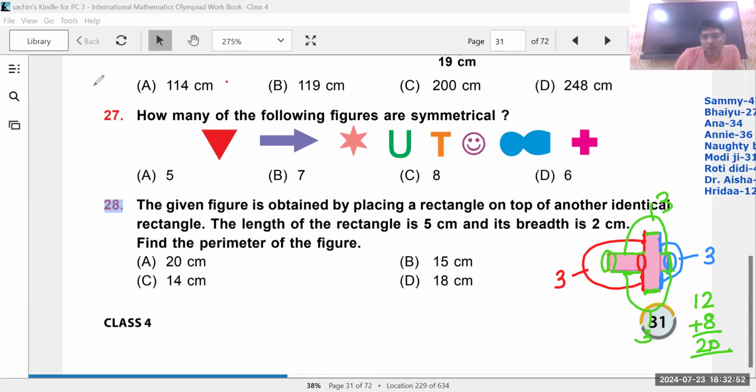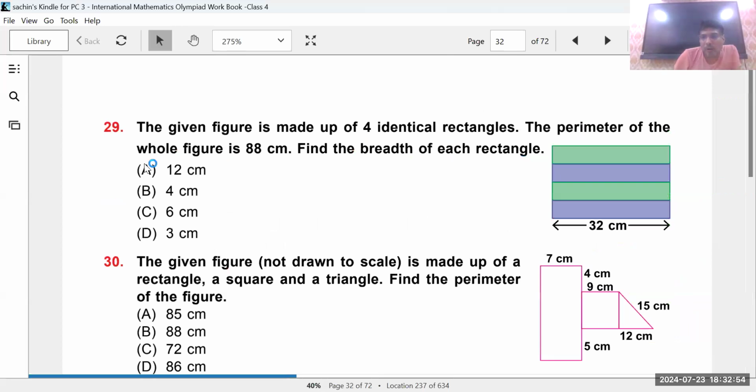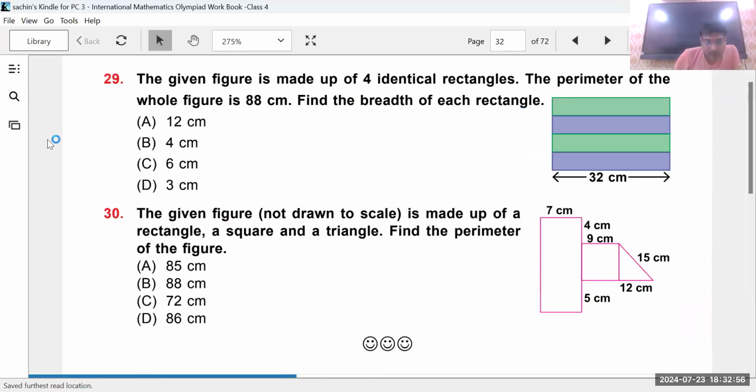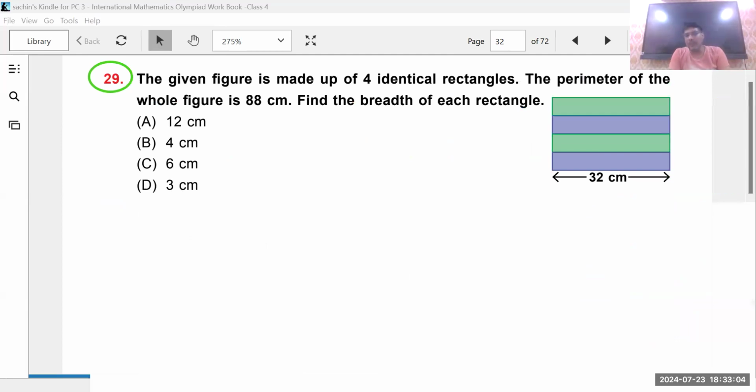We go to the next question. Now all the questions are very tricky. 28, 29, 30, all are very, very tricky. No, sir, this is the 29th one, this is not right. But it's less tricky than the previous one. This question.